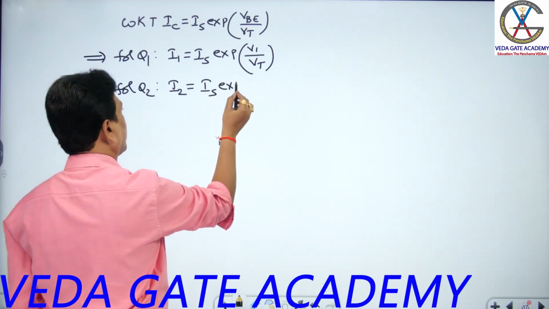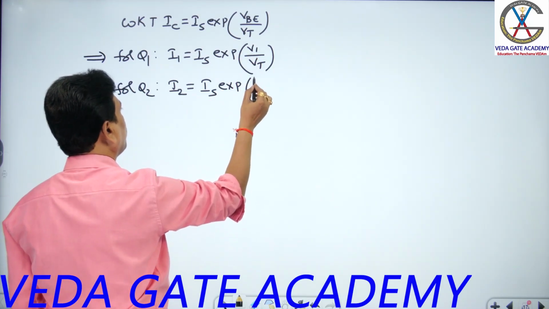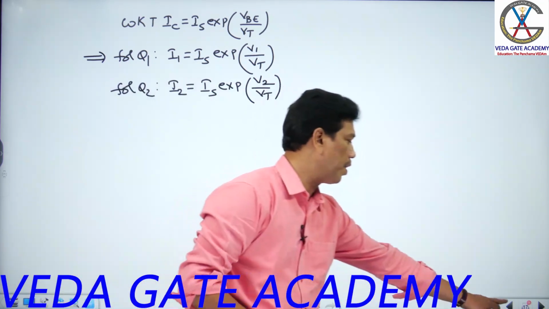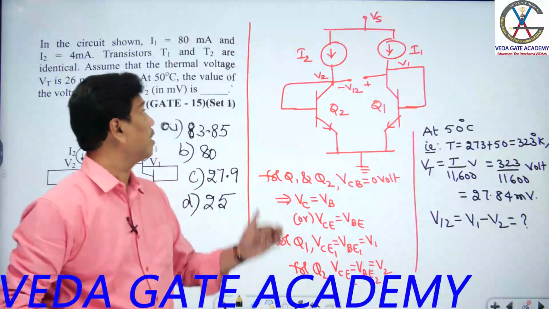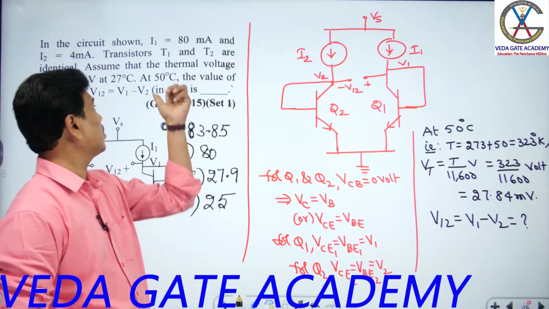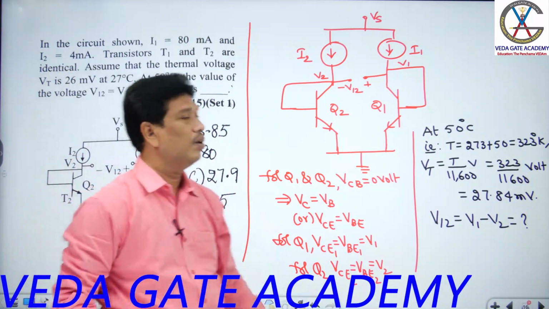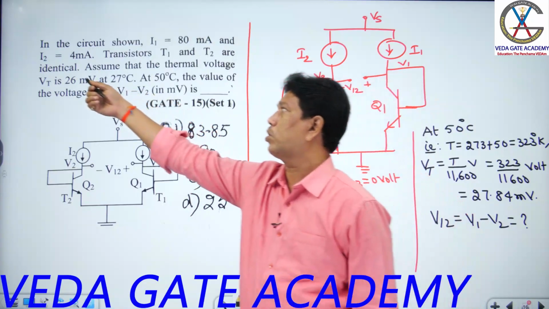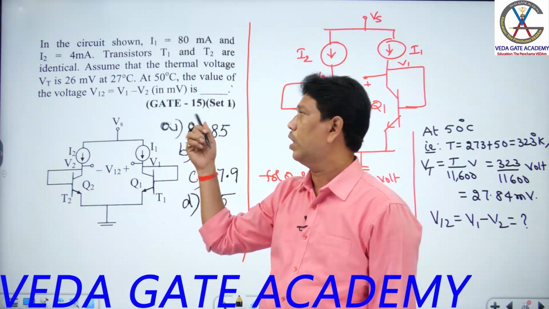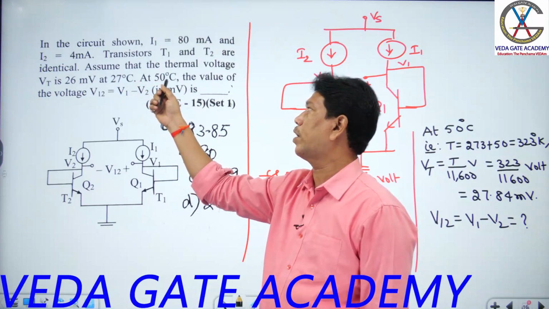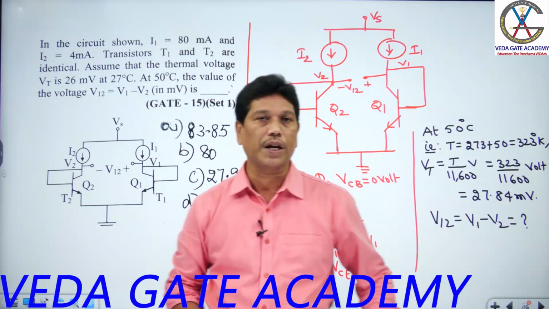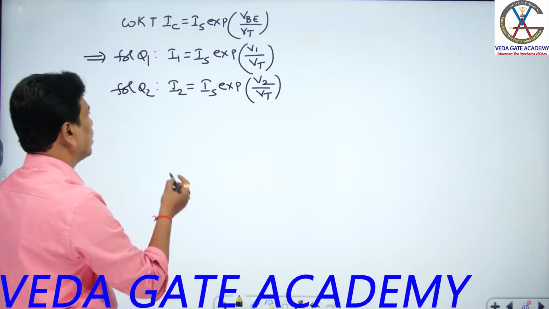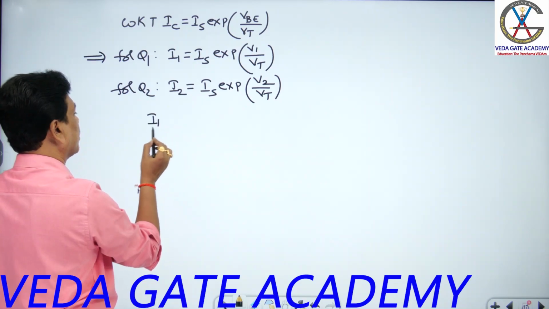IS, exponential of VBE2, VB2 equal to V2, so V2 by VT. Confirm, sir. So the saturation current should be the same for both the transistors, because both are identical transistors. Both are identical transistors, sir. No change in other conditions. Also, the temperature, at 50 degrees centigrade they are operated, so that IS should be the same for both the transistors. Confirm, sir. Now I can go for I1 by I2, sir.